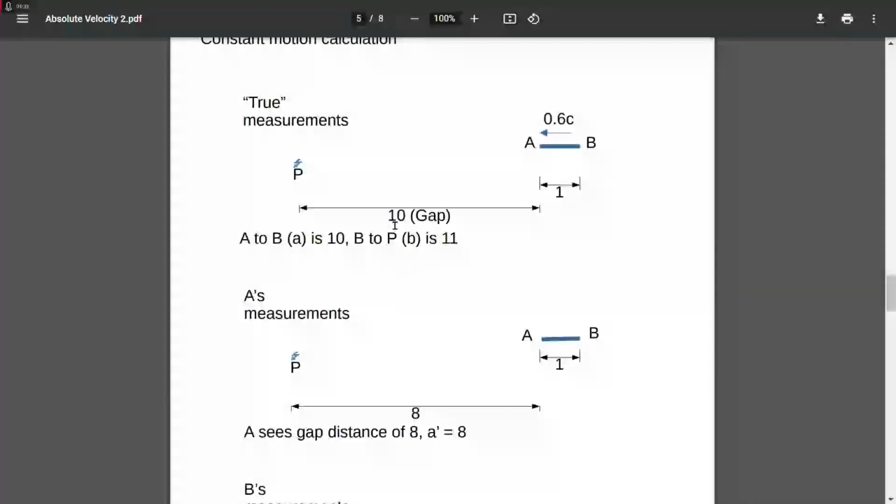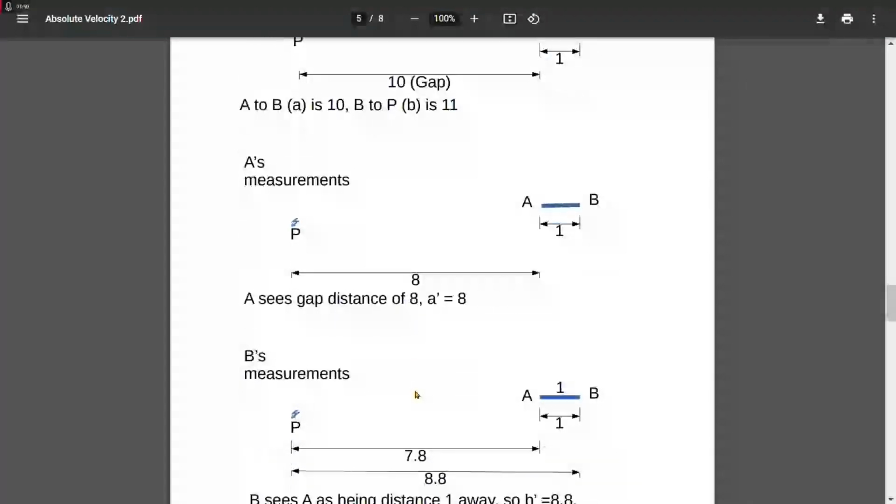So just make sure you get where that number comes from. Because of A's motion to the left, this distance contracts in length to 8. Length contraction. Remember, A is the center point of that length contraction. So this distance will contract to the right to 8.